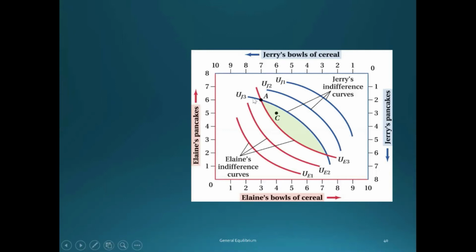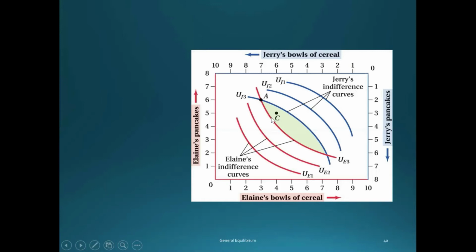It falls on this indifference curve for Jerry, UJ3, and this indifference curve for Elaine, UE3. Now the question is whether this allocation A is exchange efficient. We can see that it is not. So let's trace this indifference curve for Elaine down here. We know that point A has the same utility as every point on the indifference curve.